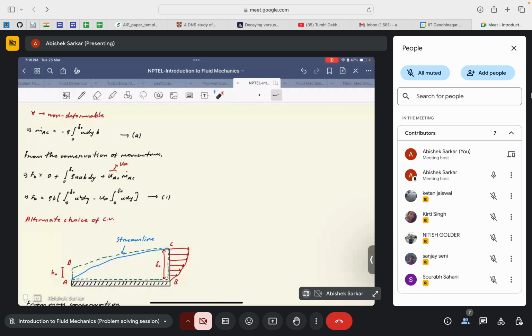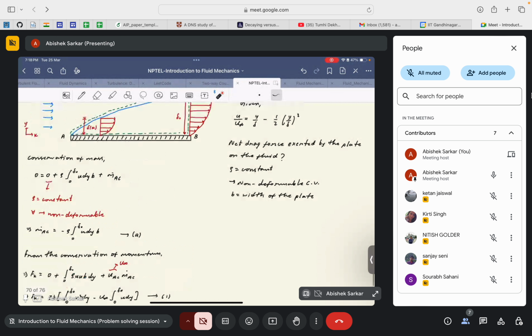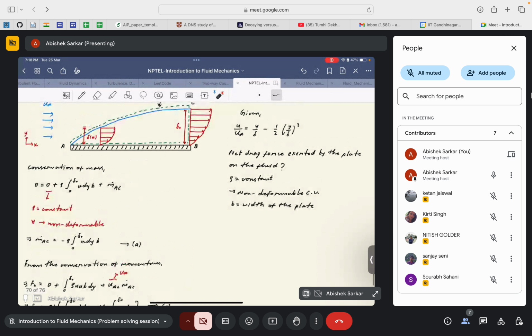And here at the inlet, which is basically this edge AC, the velocity along the x direction is u infinity, so it will be u infinity times m dot AC. And m dot AC is again given by this particular relation which we got from the mass conservation. See how we are correlating all of them. So u infinity times m dot AC.